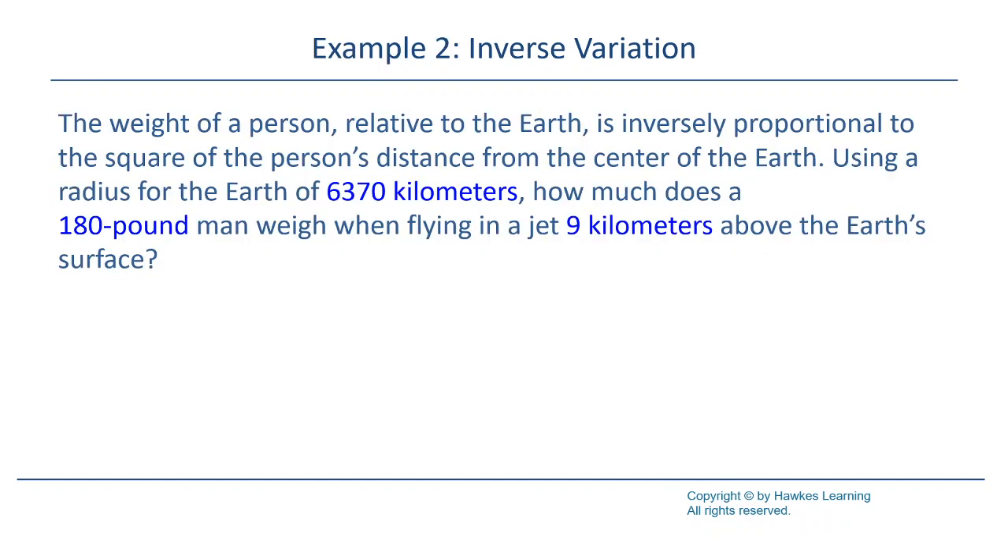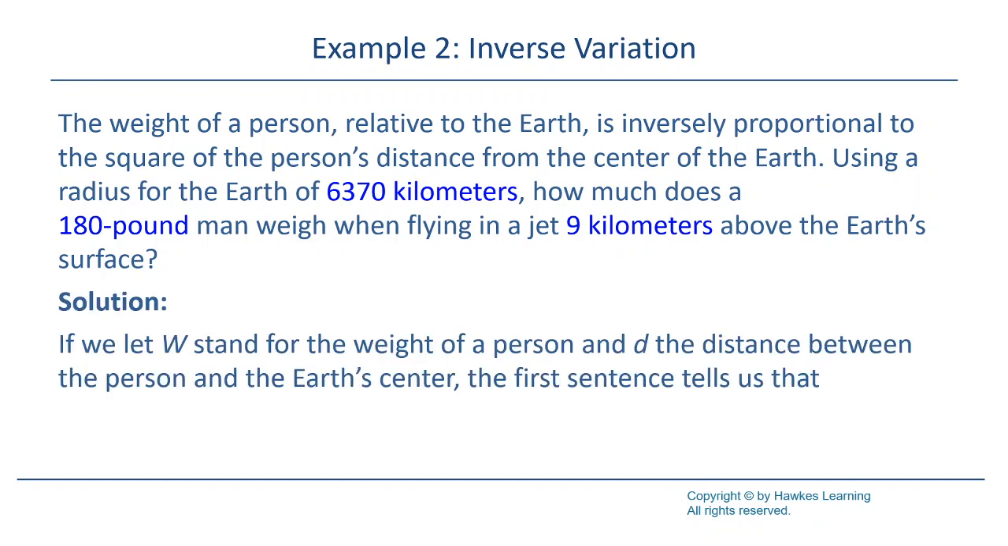So the weight of a person relative to the Earth is inversely proportional to the square of the person's distance from the center of the Earth. Using a radius for the Earth of 6,370 kilometers, how much does a 180-pound man weigh when flying in a jet 9 kilometers above the Earth's surface? So we have specifically this inverse relationship.